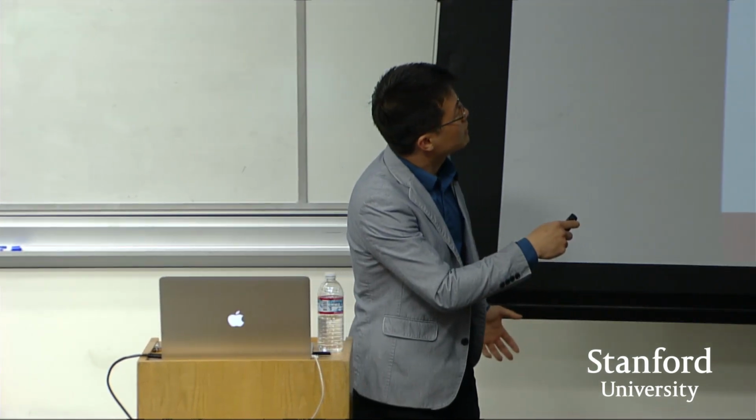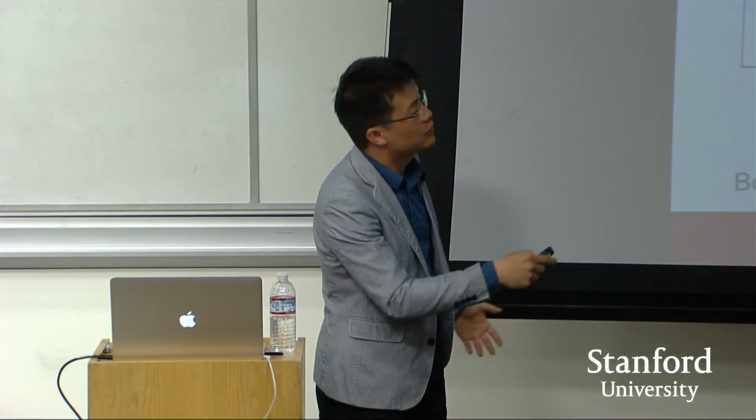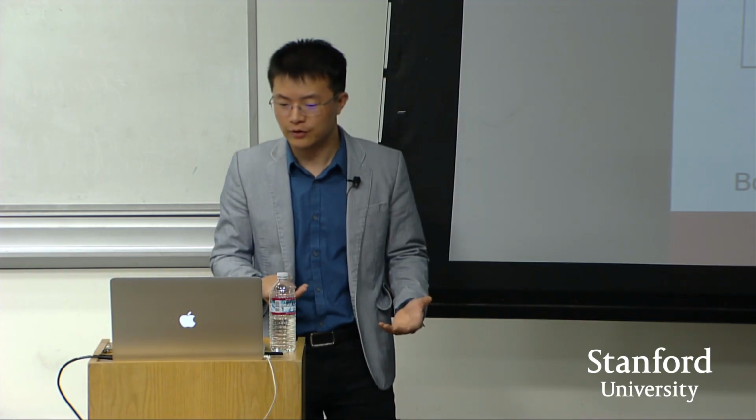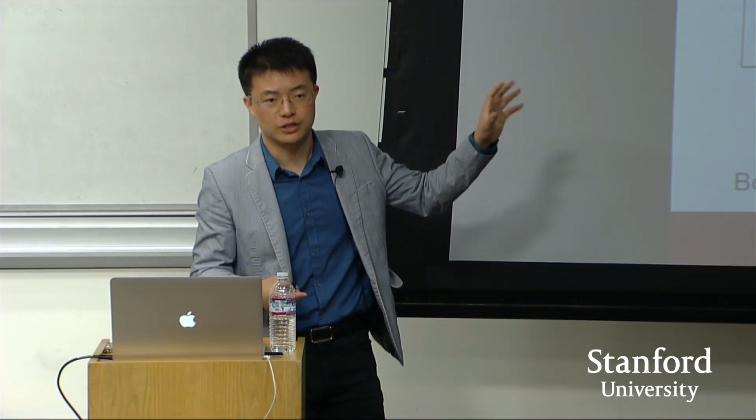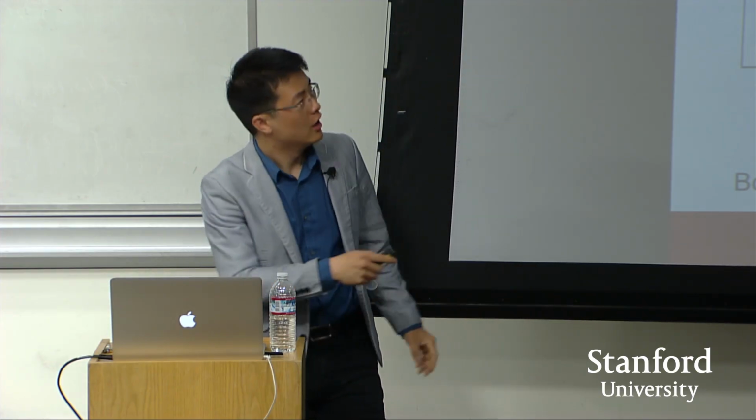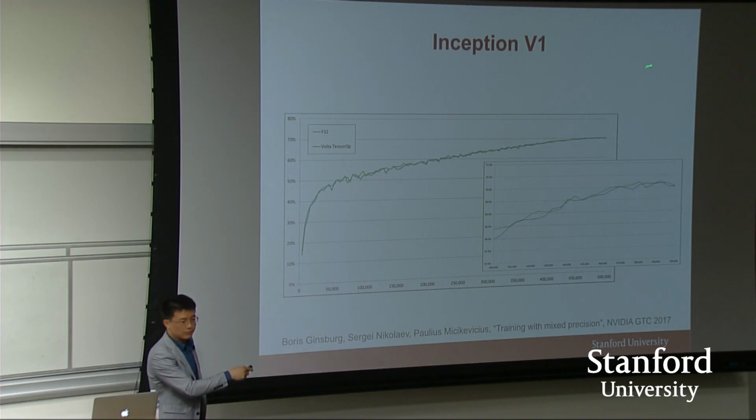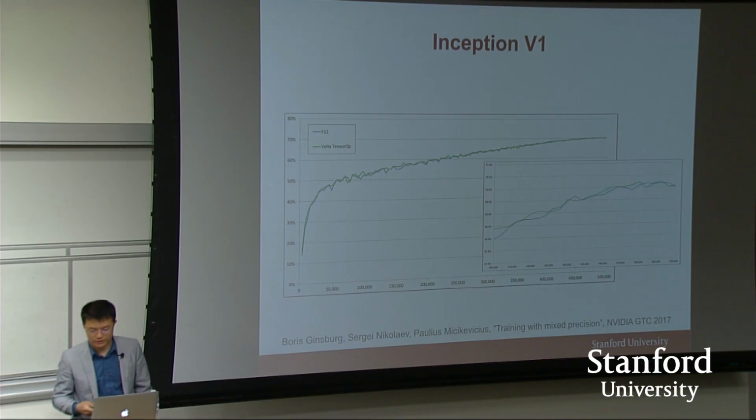So this is a figure from NVIDIA. They just released it a couple of weeks ago, actually, thanks to Paulius for giving me the slide. The convergence of floating point 32 versus the Volta tensor op, which is basically the mixed precision training, is pretty much the same. If you zoom in a little bit, they are pretty much the same.